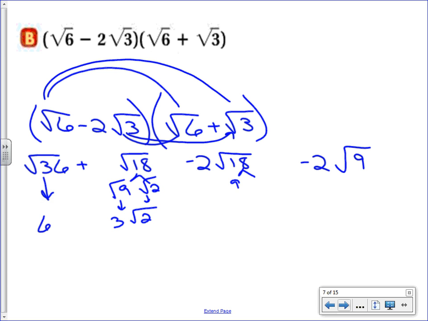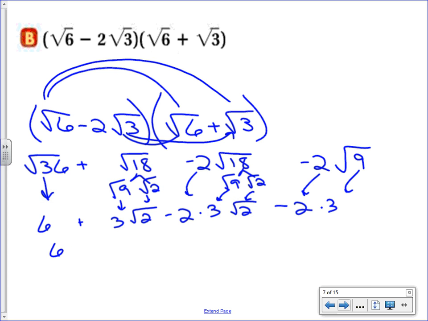Very similar with this one, 9 and 2. But this time I have to remember to bring down the negative 2 first. The square root of 9 turns into a 3. And I bring down the square root of 2. This one here, I bring down the square root of 2. I bring down a 3. The square root of 9 is 3. All right, so let's do a little simplifying here.